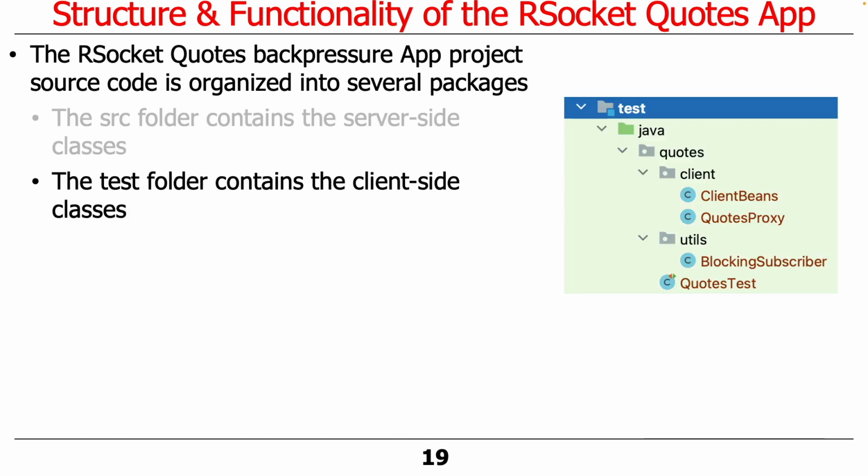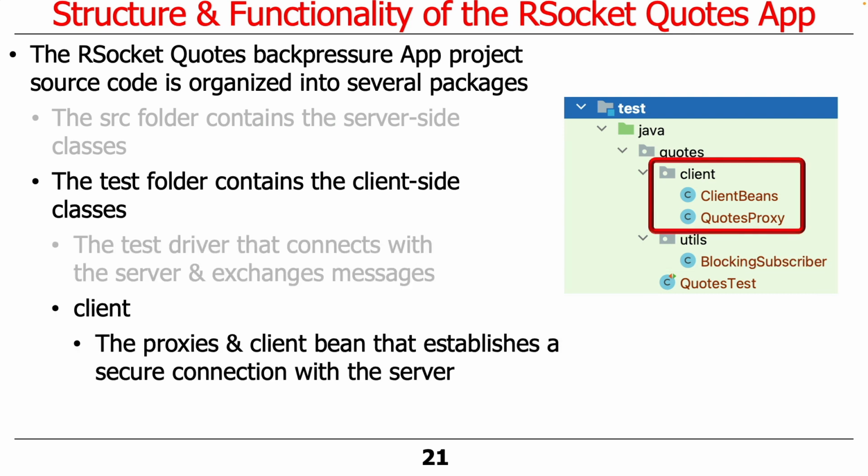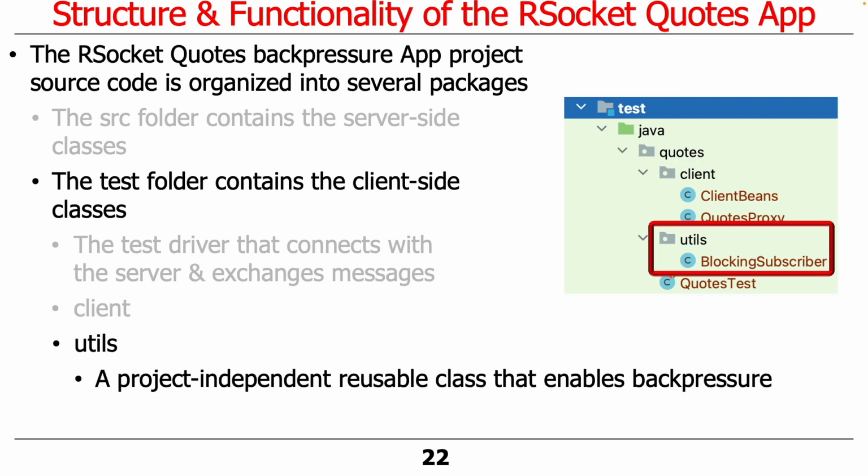The test folder contains the client-side classes. The test driver is the one that sets all the wheels in motion. Then the client provides the proxy and a way to connect to the server, including security. It'll establish a secure connection with the server. And then we have this interesting utils folder that's got a blocking subscriber that is backpressure aware. It enables backpressure from the server. So that's basically what we have here from the point of view of the design of the program.